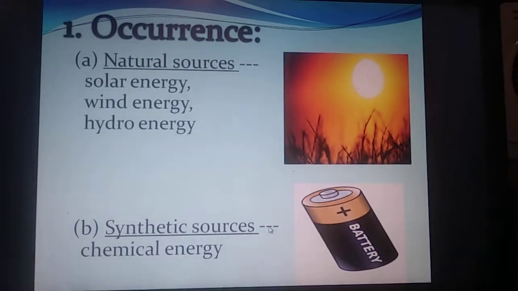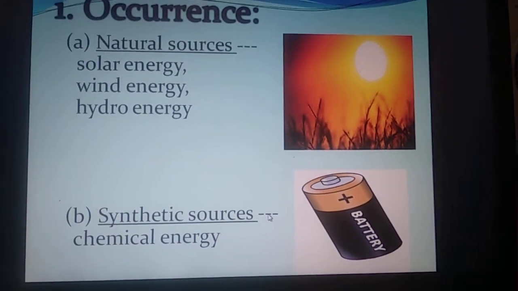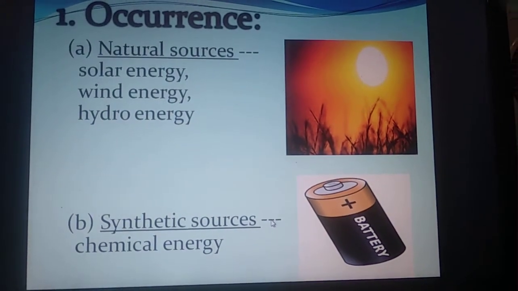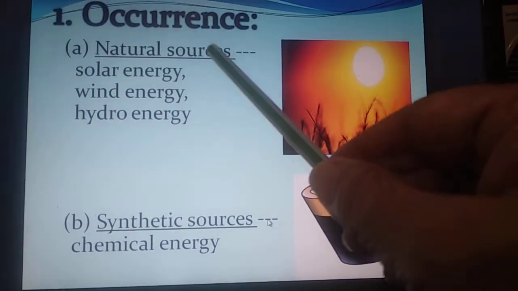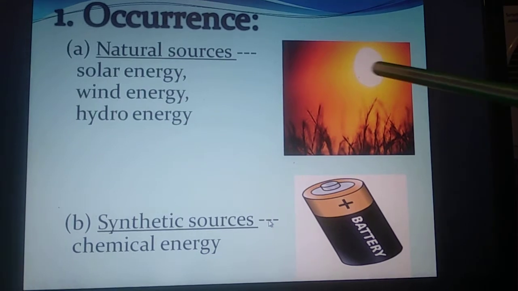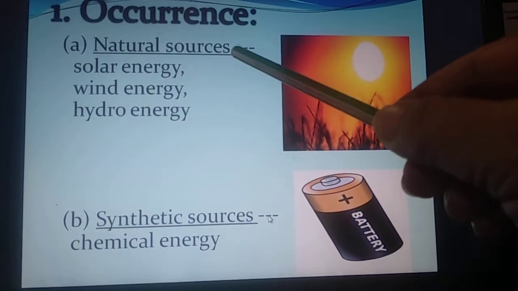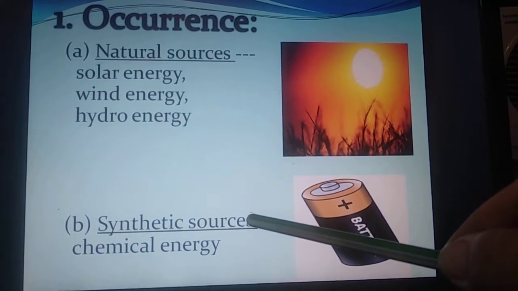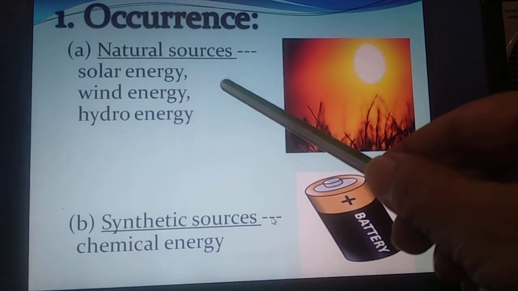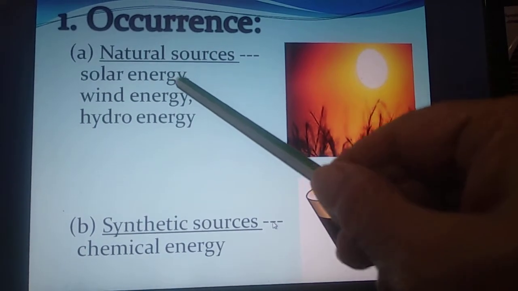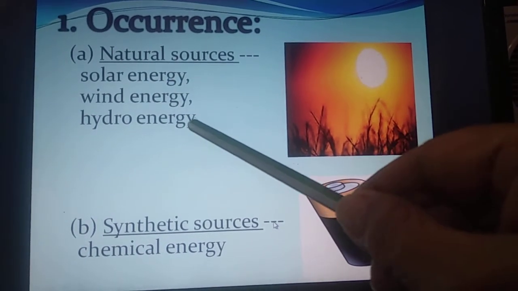The first category of classification is on the basis of their occurrence. On the basis of their occurrence, the energy sources are divided into two categories: natural sources and synthetic sources. What are these natural sources? These natural sources are solar energy, wind energy, and hydro energy.